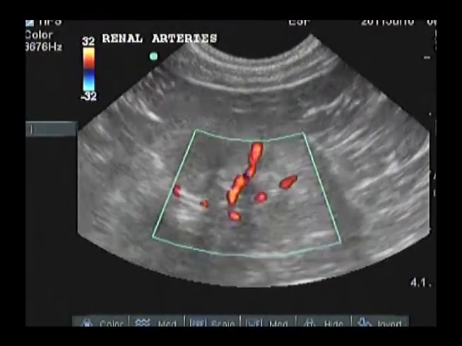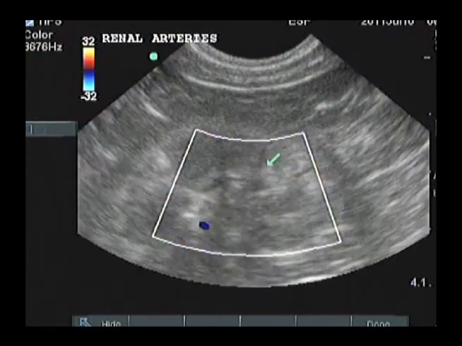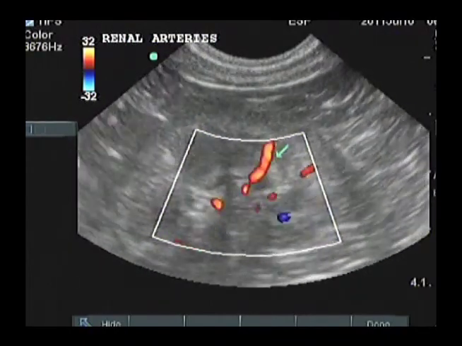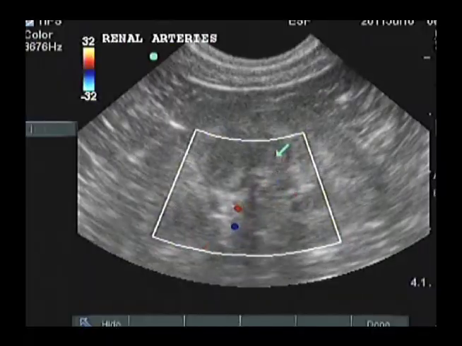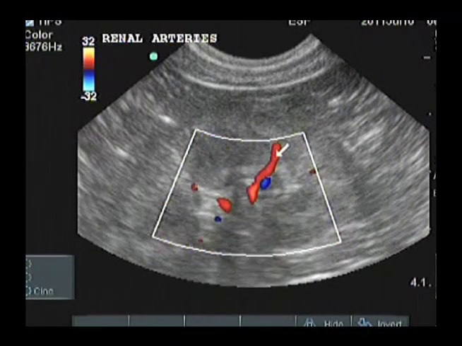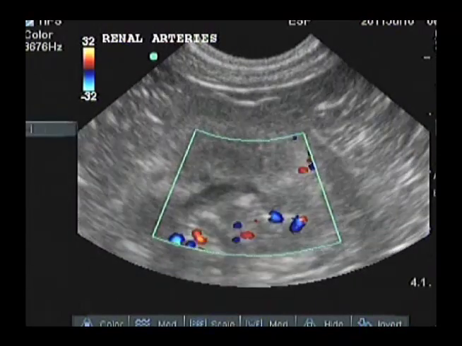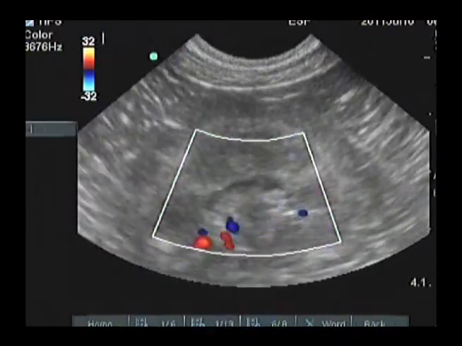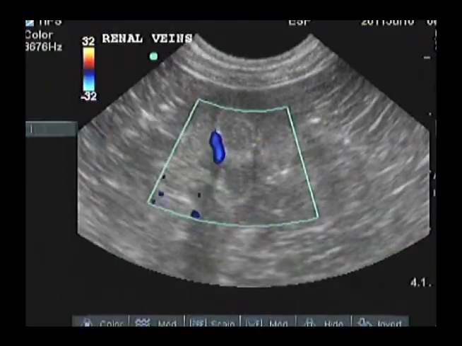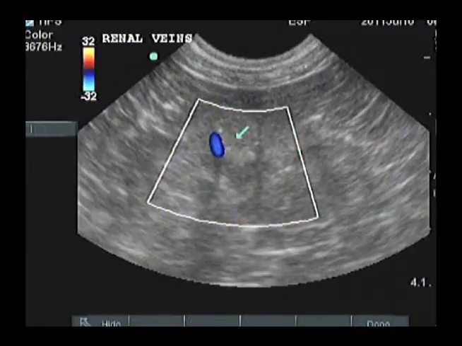Color flow indicates direction of blood flow. It does not indicate arterial or venous flow. Your knowledge of anatomy helps you decide whether you are seeing arteries or veins. In the kidneys, red flow toward the transducer indicates the renal arteries bringing blood to the kidney. Blue flow away from the kidney indicates renal veins taking blood away from the kidney.